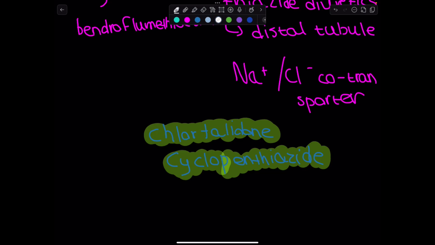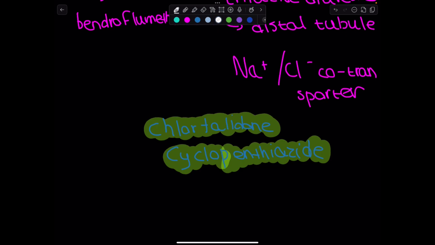Chlorthalidone versus bendroflumethiazide. Chlorthalidone, a thiazide-like diuretic, and bendroflumethiazide, a thiazide diuretic. Both block the sodium chloride cotransporter in the distal convoluted tubule to increase sodium and water excretion for hypertension. But chlorthalidone has a longer half-life, 40 to 60 hours, versus about 8 hours, offering sustained blood pressure control. Both can cause hypokalemia, but chlorthalidone's prolonged action may increase this risk slightly more.